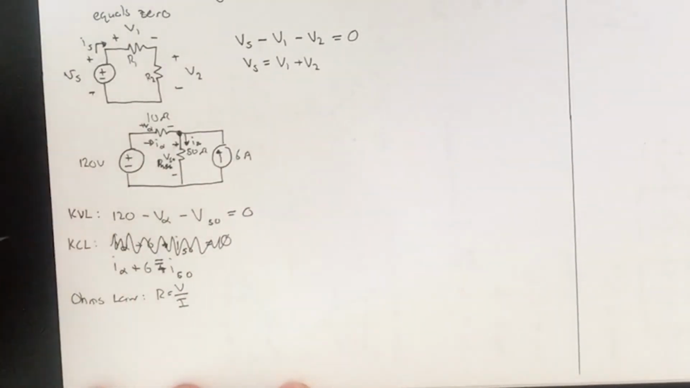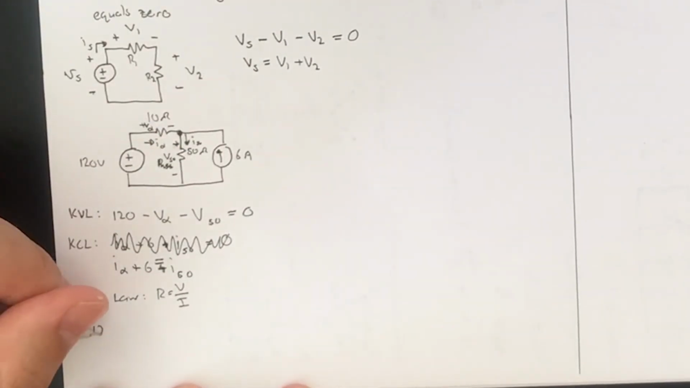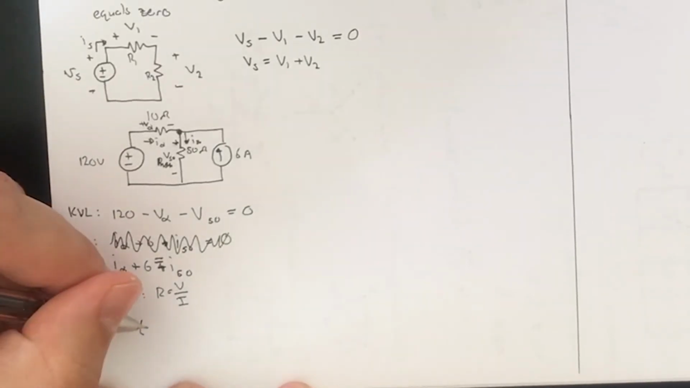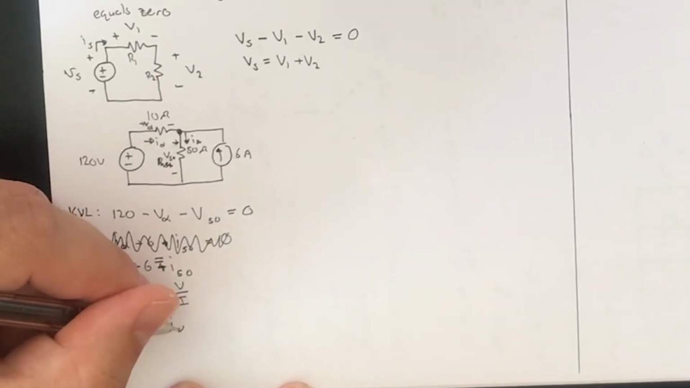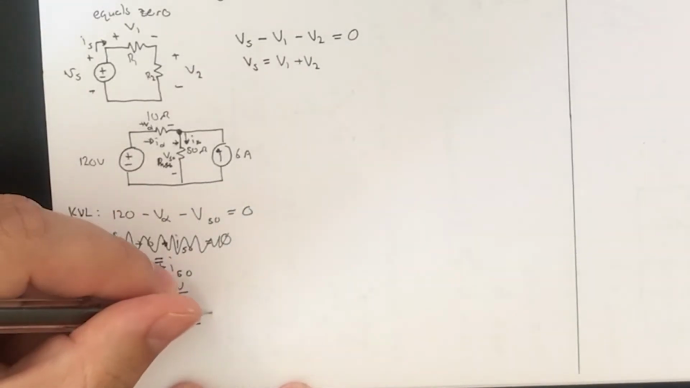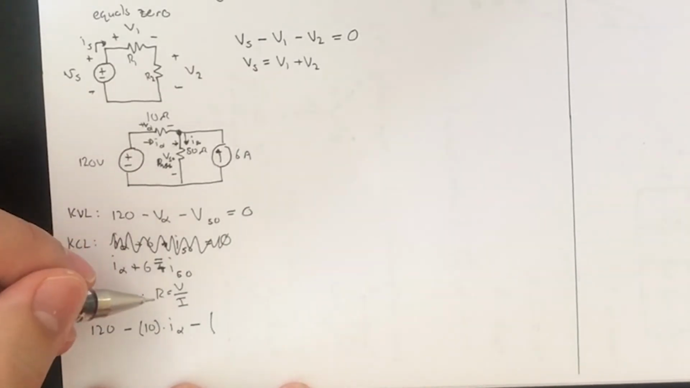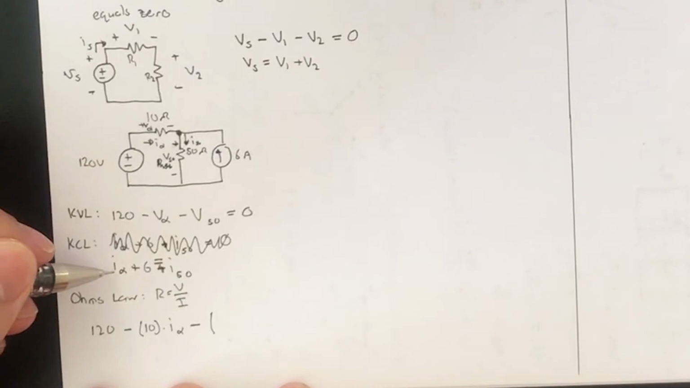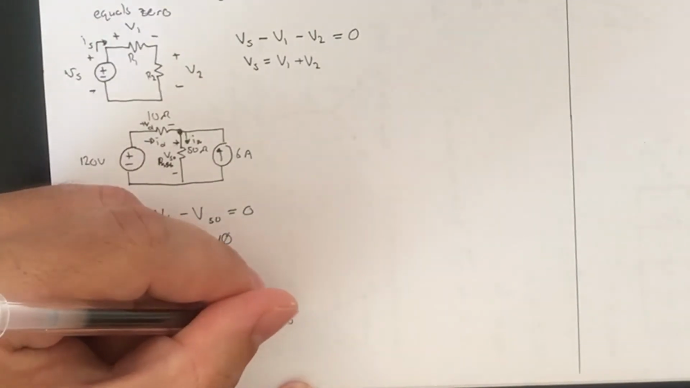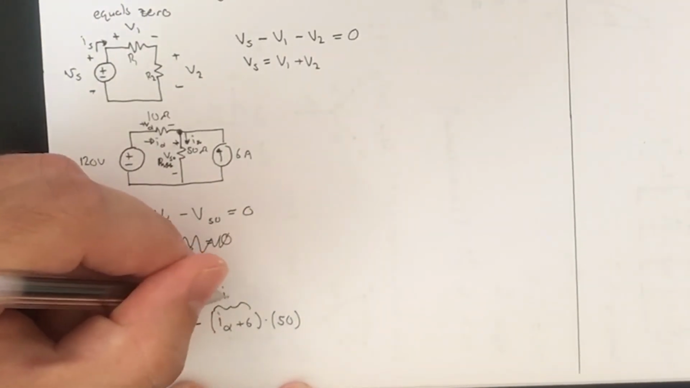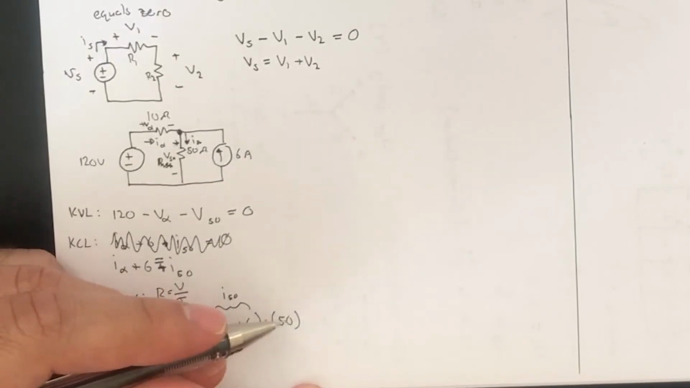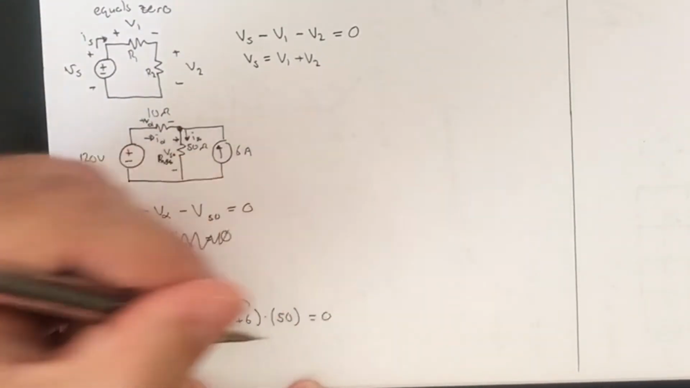which is, as previously described, R equals V over I. Now let's substitute into this first equation 120 minus V alpha, so V equals R times I, so we know that this is 10 ohms times I alpha minus V of 50, which we know is as well R times I, and here we know that I of 50 is I alpha plus 6, so we can say I alpha plus 6 times the 50 ohm, so this is I of 50, as we figured out in equation 2 through KCL, and then we have 50, which is the resistance value, equals 0.